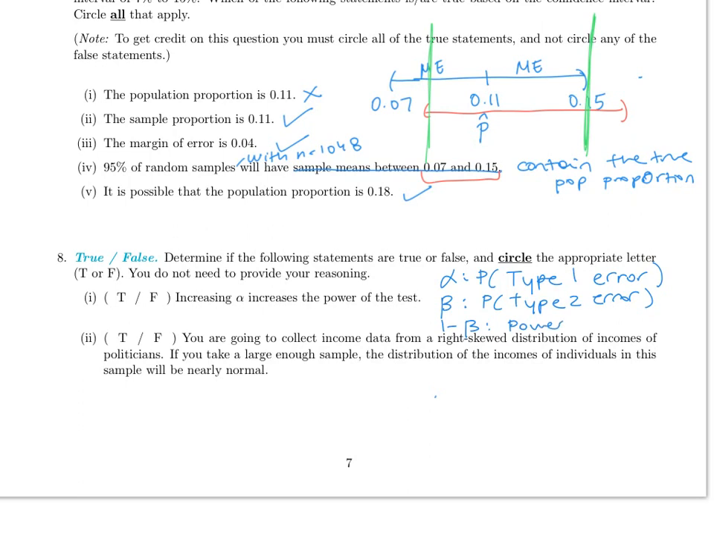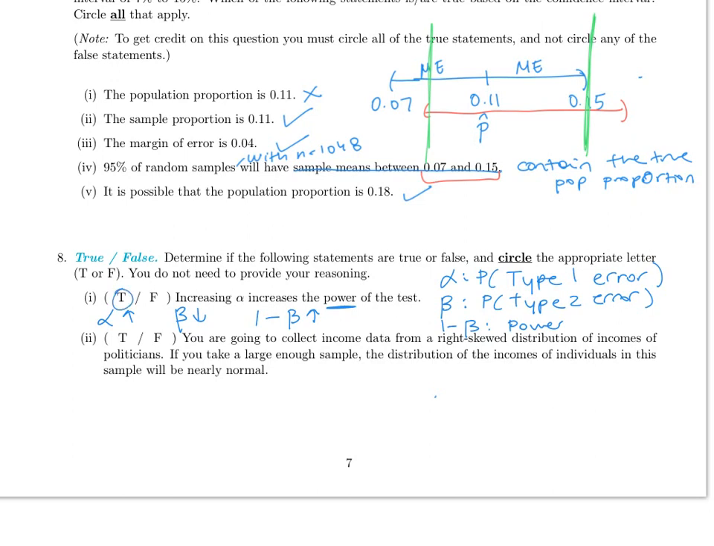And we said that if you increase alpha, your beta is going to go down, because we said that they go in opposite directions. We talked about how if we want to keep both of them down, we need to change our data set. So if beta goes down, what happens to 1 minus beta? It goes up. So as my alpha increases, the power of my test increases as well.